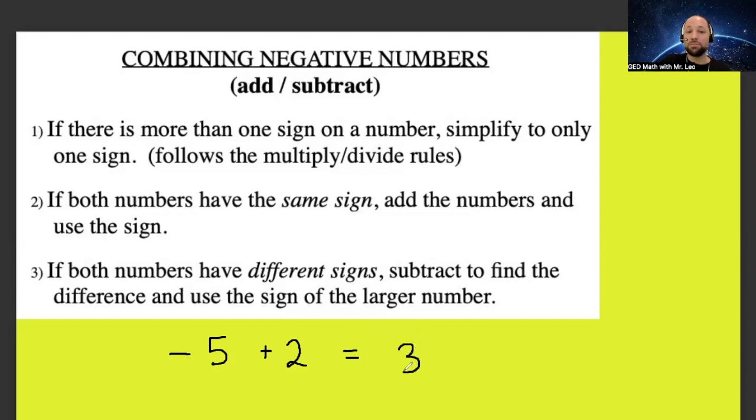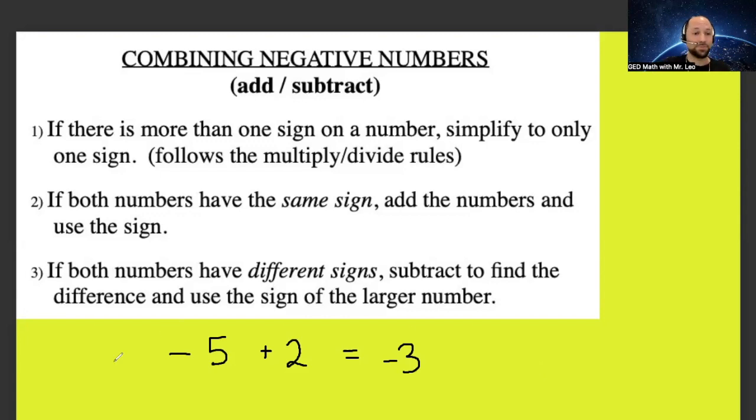And now, very important, use the sign of the larger number. 5 is bigger than 2. 5 has the minus sign. Put the minus sign on the answer. This answer is -3. This means you spent $5, but you earned $2. So really, you only had to spend $3 altogether. This is more negative than positive. This is down 5, but up 2. So it's still down. That's why the answer is still negative, but it's only -3.